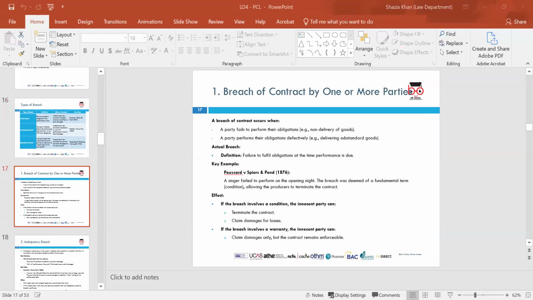So, breach of contract by one or more parties. A breach of contract occurs when one party fails to fulfill its obligations as outlined in the contract. This could be something relatively minor, such as a couple of days late, or something more serious. A contract is a legally binding agreement between two or more parties with the capacity to agree. For a contract to be valid, it must have four essentials, as we mentioned: offer, acceptance, consideration and intention to create legal relations.